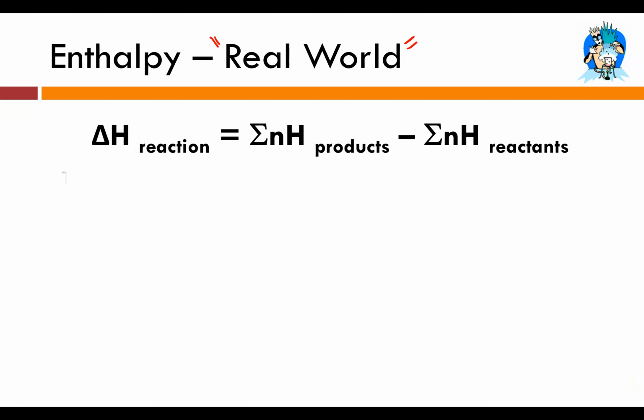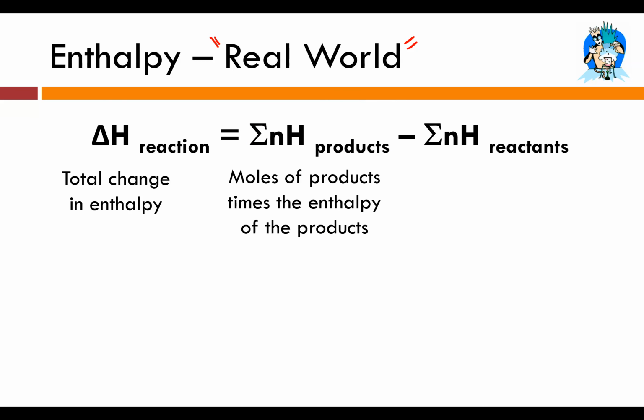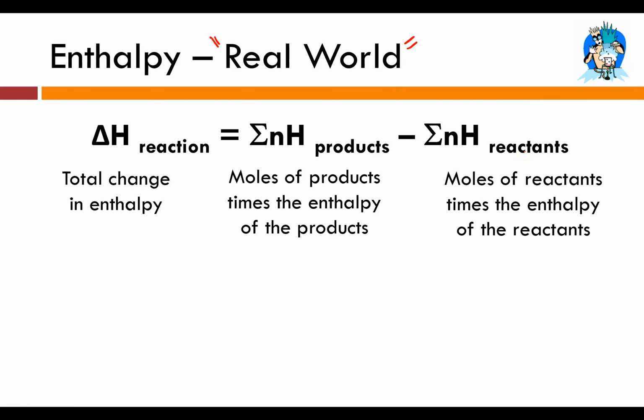Let me give you a little bit more information. Again, delta H of the reaction is the total change in enthalpy that occurs over the course of the reaction. This term here is the moles of products times, the summation, the enthalpy of the products. And as you might imagine, there's a very similar looking term for the reactants, the moles of reactants times the enthalpy of the reactants. Probably the next logical question that you have is, where do these numbers come from? How do I start filling in the missing variables?